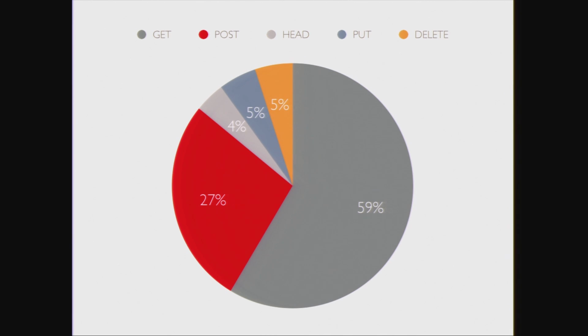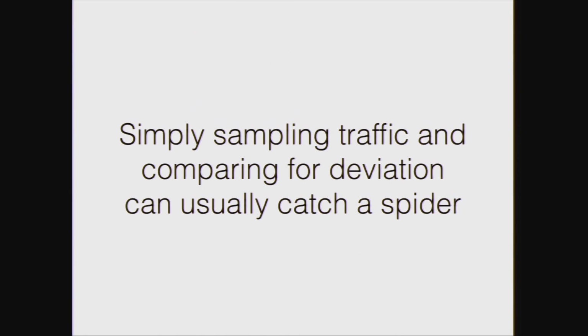You have more questions to ask, right? Why did they deviate? What was their intent? And I'll get into that in a minute, too. So simply sampling the traffic and comparing for deviation is a really quick way to spot anomalies, right? That's to spot the spider 100 times out of 100 because they're going to just get everything. They probably won't post. Every now and again, a spider will post, but you'll see a huge deviation in traffic. It'll be almost entirely gets.